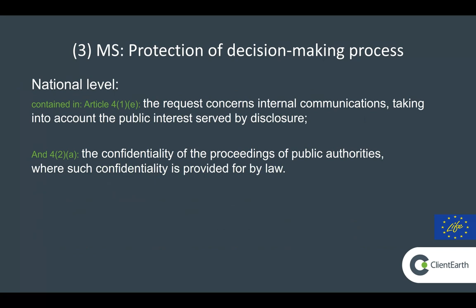At national level, the Aarhus Directive has two provisions that correspond to the decision-making process exception in Regulation 1049. The first one is Article 4.1e, and that's where the request concerns internal communications, taking into account the public interest served by disclosure. And the second one is Article 4.2a of the directive, and that covers the confidentiality of the proceedings of public authorities, but only where such confidentiality is provided for by law.